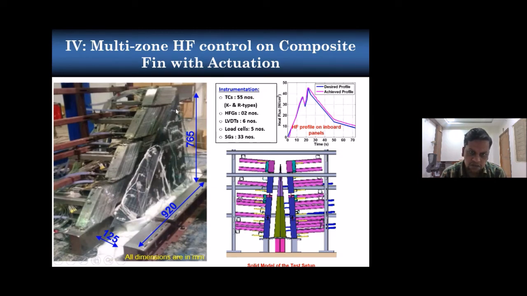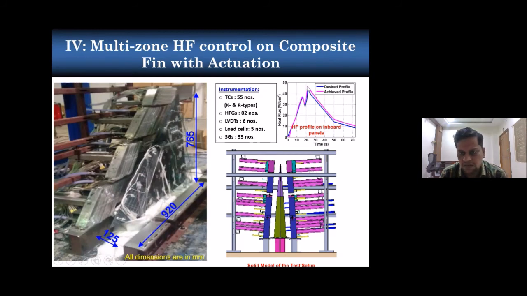At one point of time, the load should be removed and we have to do an actuation of this also. So how to remove that load? For that also we have worked out a scheme. Then 33 strain gauges are also bonded. So this is the complete test setup of the solid module. This is one of the flux profiles. This is multi-zone: 5 different heat flux profiles are applied in this test setup. That's why different segments are used and different power schemes were worked out for this.